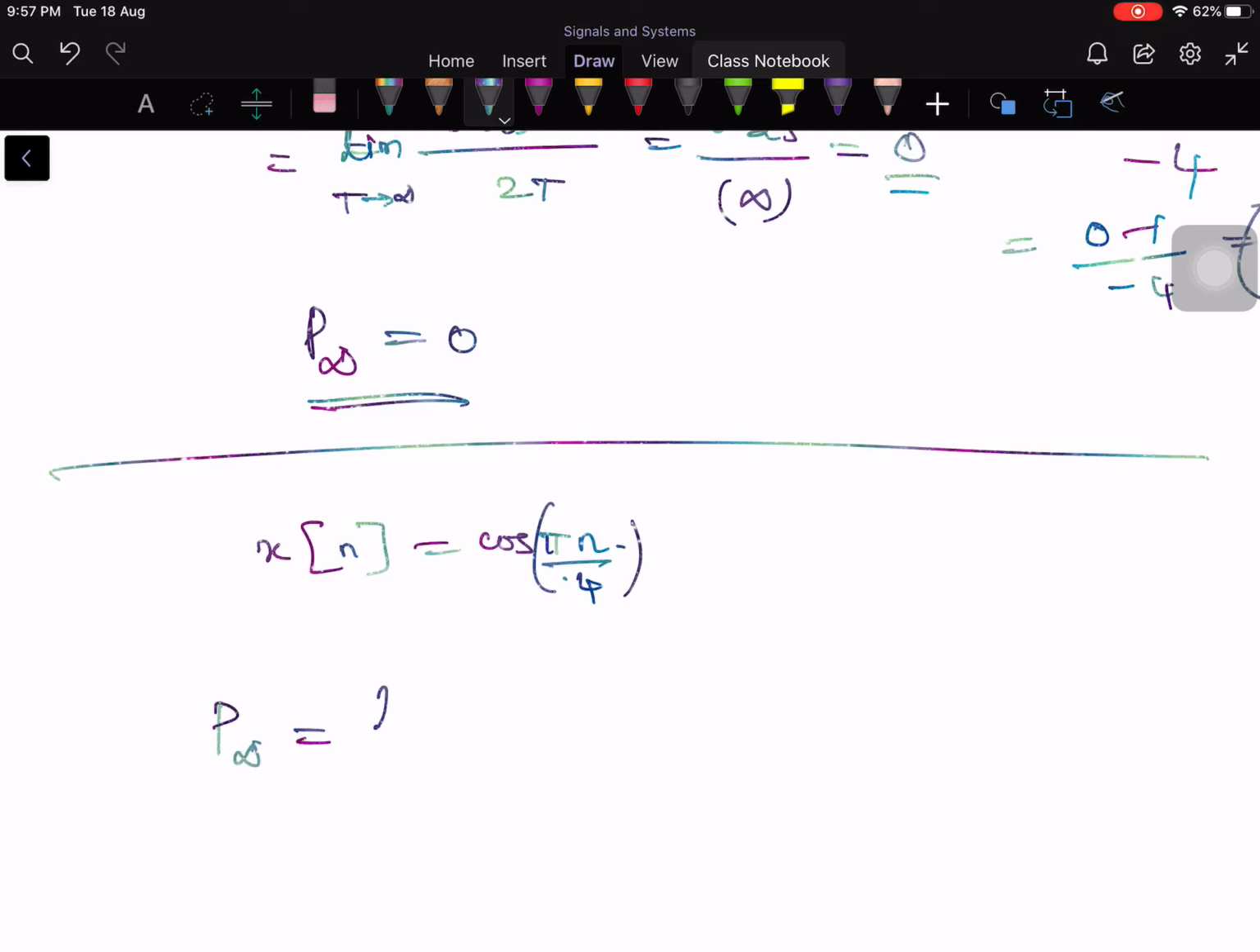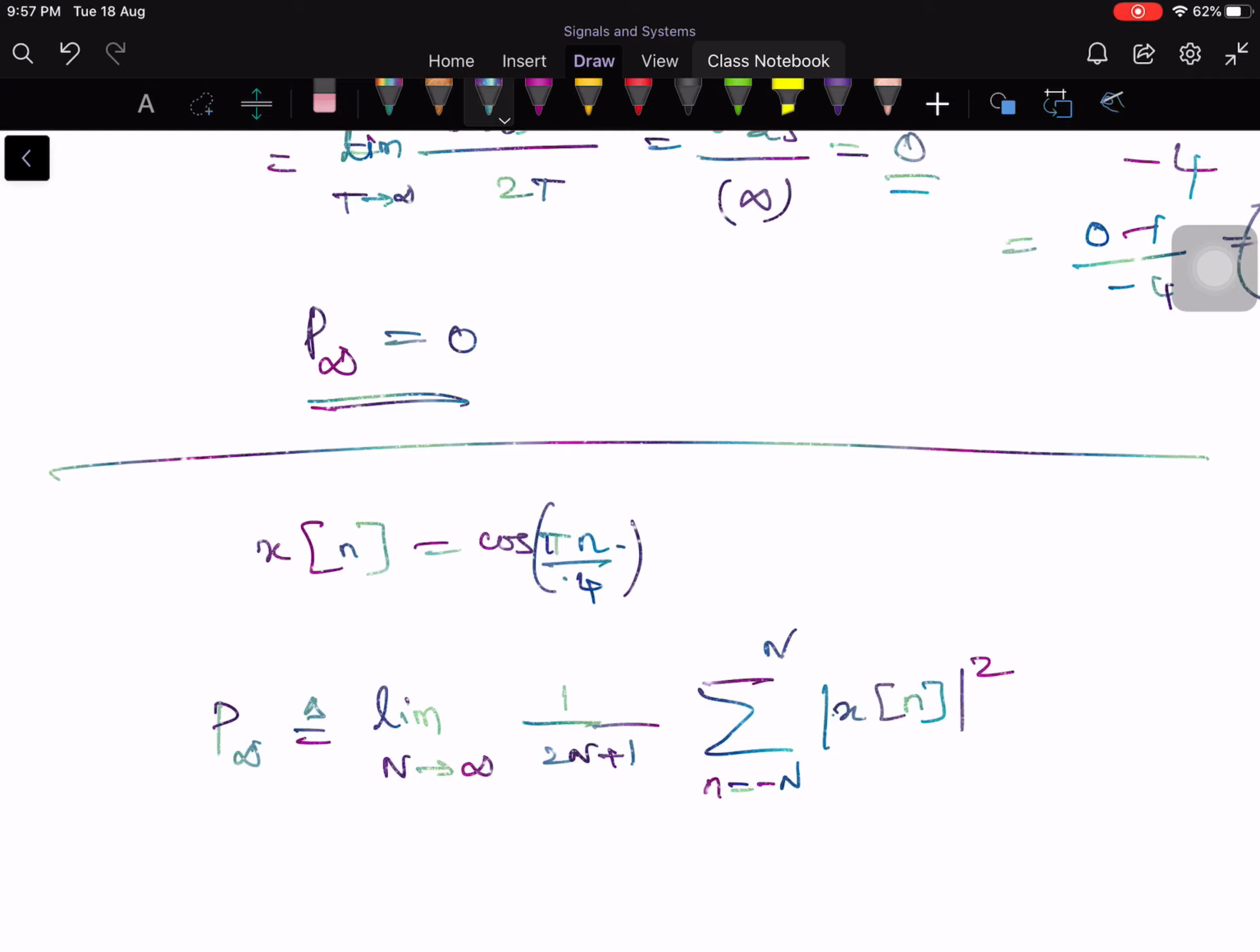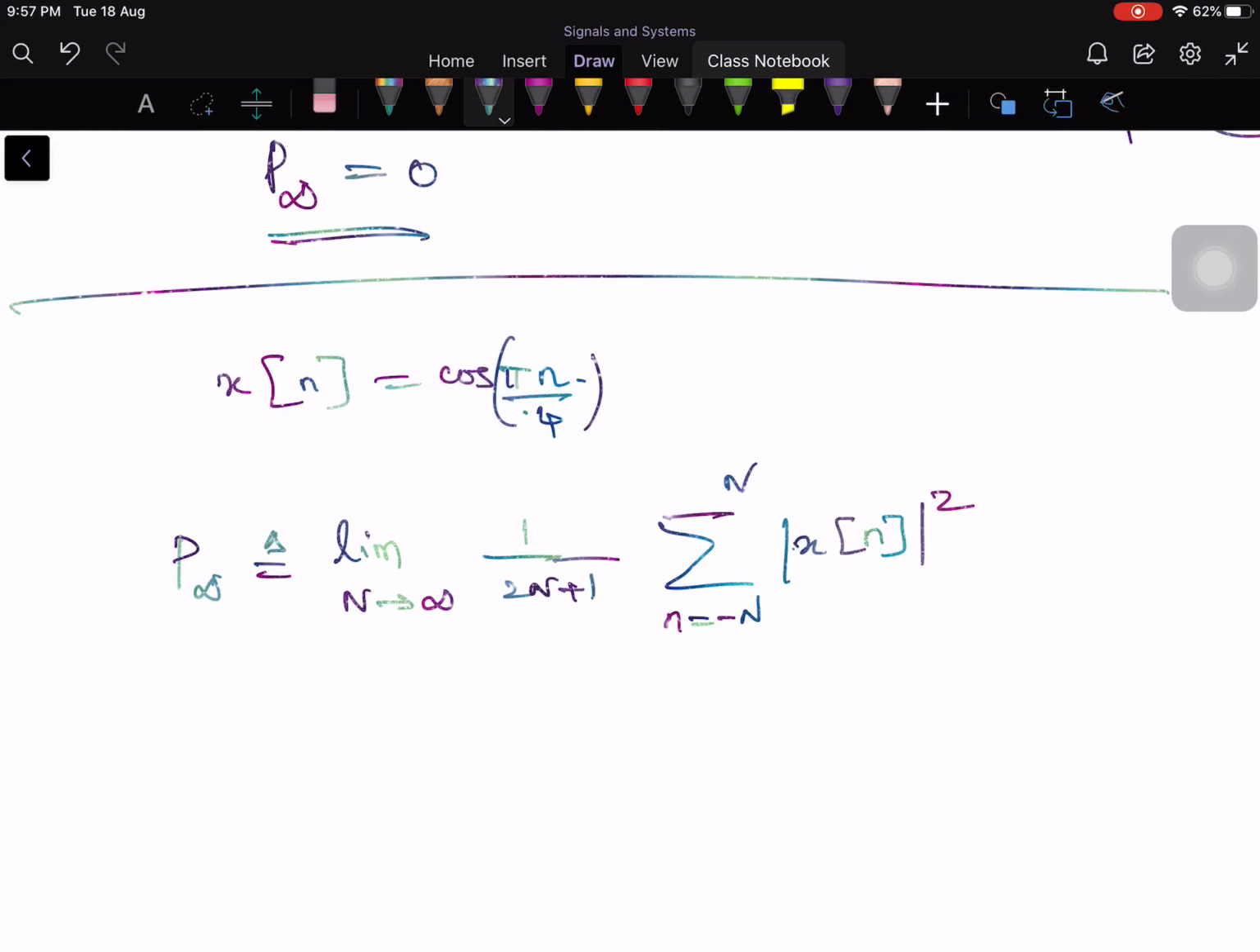P infinity is equal to limit capital N goes to infinity 1 over 2N plus 1, summation of x of n, take modulus and then square it, n equal to minus N to plus N. So let me substitute: limit N goes to infinity 1 over 2N plus 1, summation of n equal to minus N to plus N. It's a real signal.